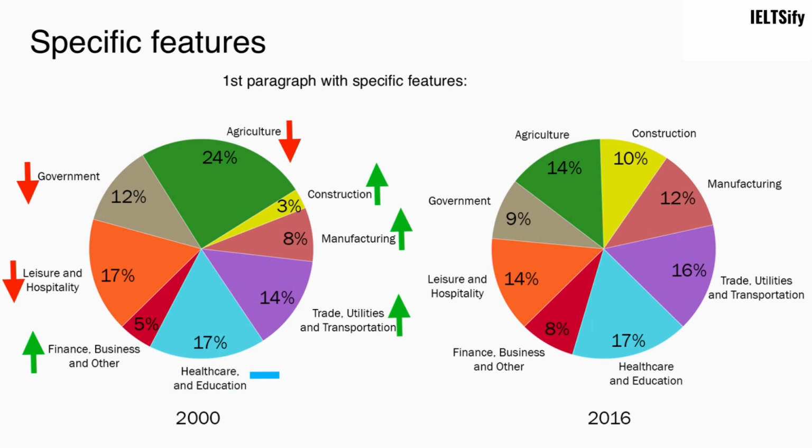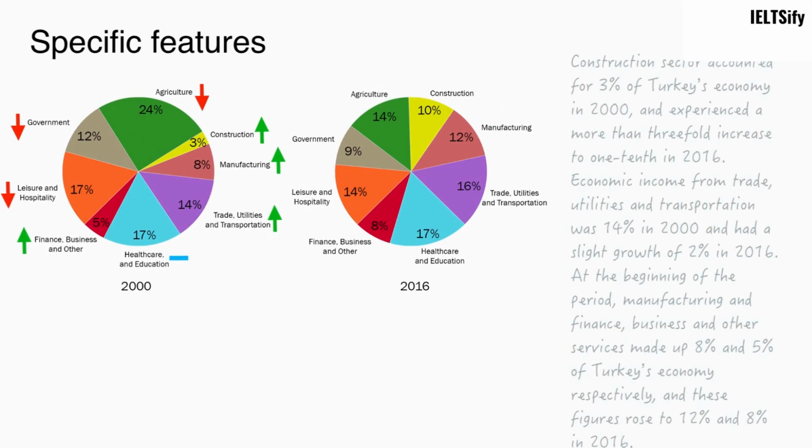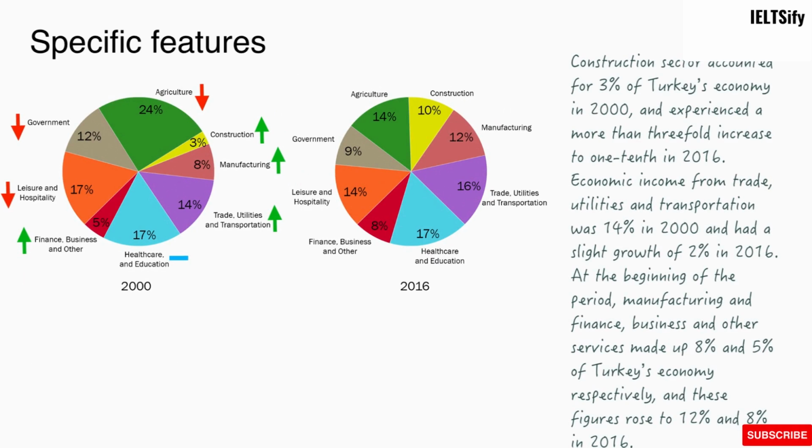In the first paragraph with specific features, I will describe sectors with increasing trends, and those are construction, trade, utilities and transportation, manufacturing, and finance, business and other services. And here is my first paragraph.